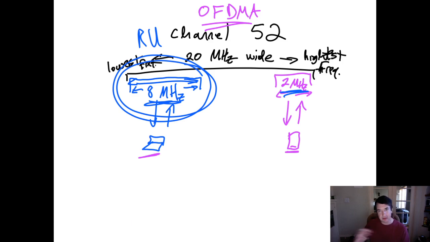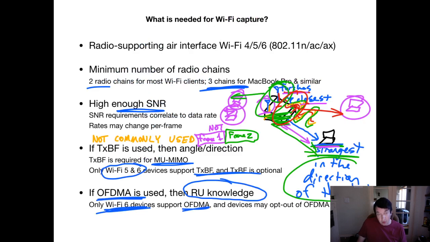Is it some amount higher or lower, in between? And I need to know where it is on the channel. Is it near the lowest frequency? Is it near the highest frequency? I need to know where those resource units are, where that channel width is, to be able to capture a certain device with OFDMA. So that's another thing that's specific to OFDMA.